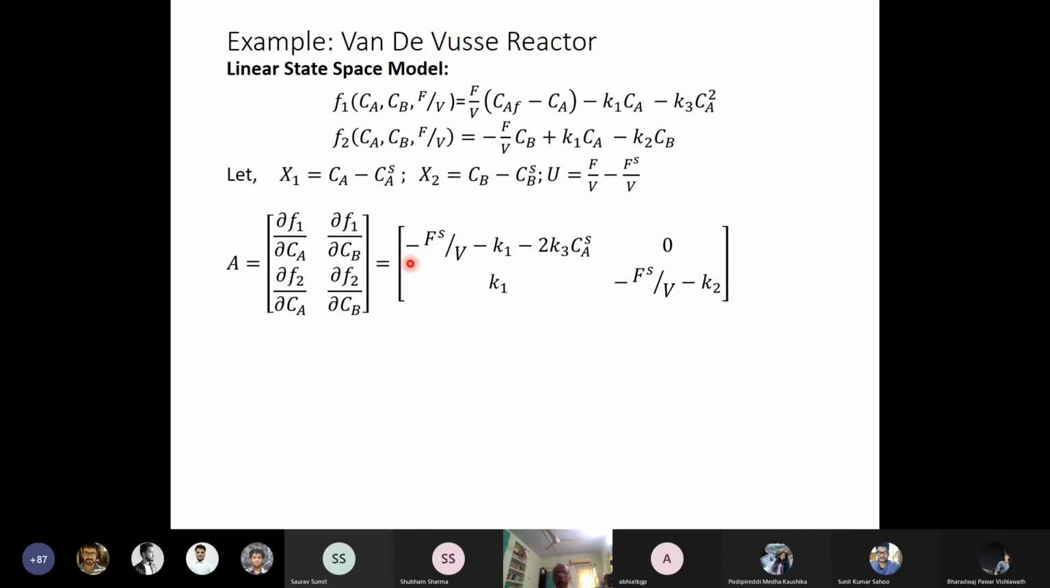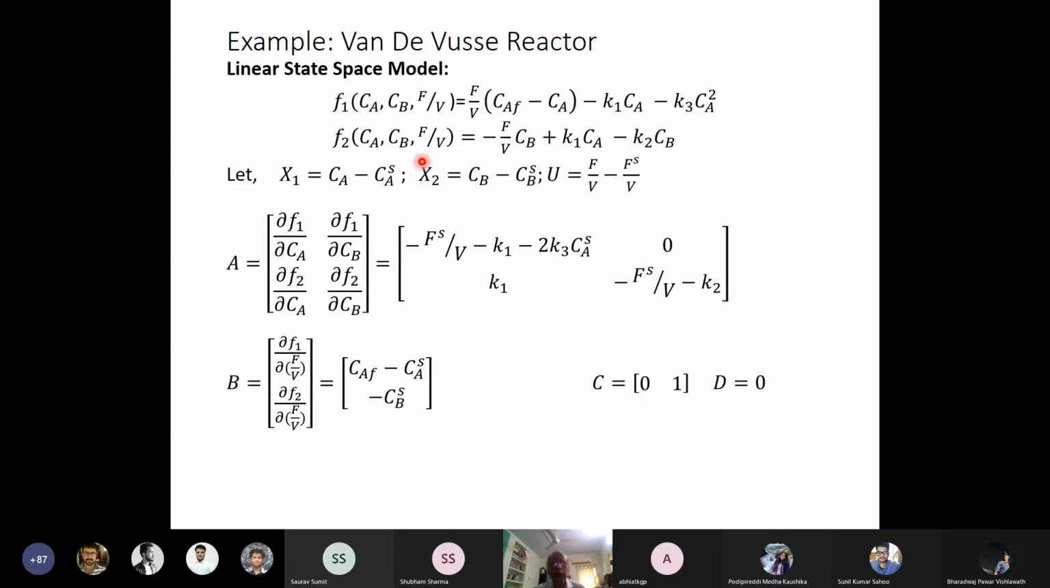So if I find out the derivatives from these equations, the derivative del F1 by del CA, I can easily find out from here, and I will get this term, this term, this term. So I will get the A component. Similarly, I can get the B component. As I have these functions f1 and f2, I will easily get the B component by putting the derivatives of f1 and f2 in terms of the state variables and in terms of the input variables.